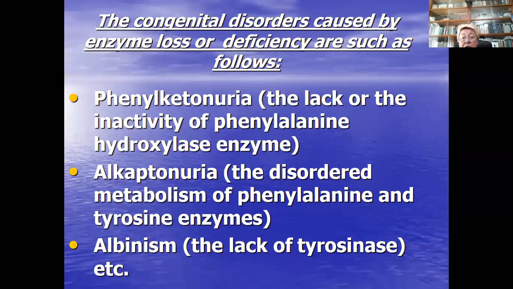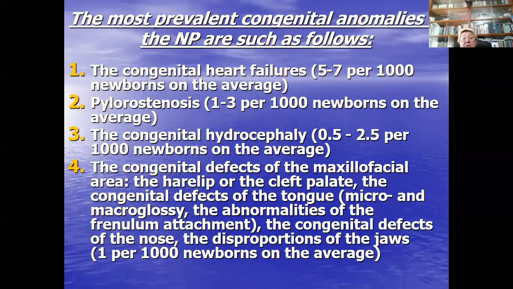The congenital disorders caused by enzyme loss or deficiency are as follows. Phenylketonuria, the lack or inactivity of phenylalanine hydroxylase enzyme, alkaptonuria, the disordered metabolism of phenylalanine and tyrosine, and albinism and others. The most prevalent congenital abnormalities in the newborn period are the congenital heart abnormalities, pyloric stenosis, congenital hydrocephaly, and congenital defects of the maxillofacial area. We can see the hare lip, cleft palate, and congenital defect of the tongue, congenital defects of the nose, frenulum attachment, and disproportions of the jaws and others.